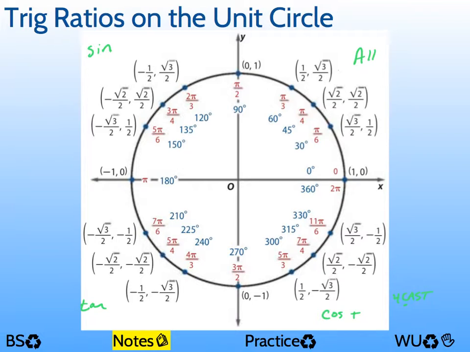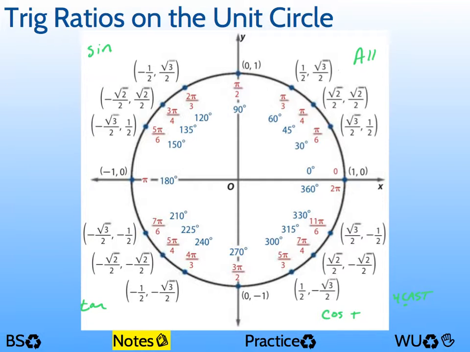To find cosecant, secant, and cotangent, all you have to do is take the reciprocal of the corresponding value. So for example, if I wanted secant of 120 degrees, I would look at 120 degrees, and I know that secant equals 1 over cosine, or the reciprocal of cosine, which is 1 over the x value, or the reciprocal of this x value here. So secant of 120 is just negative 2 over 1, or negative 2.